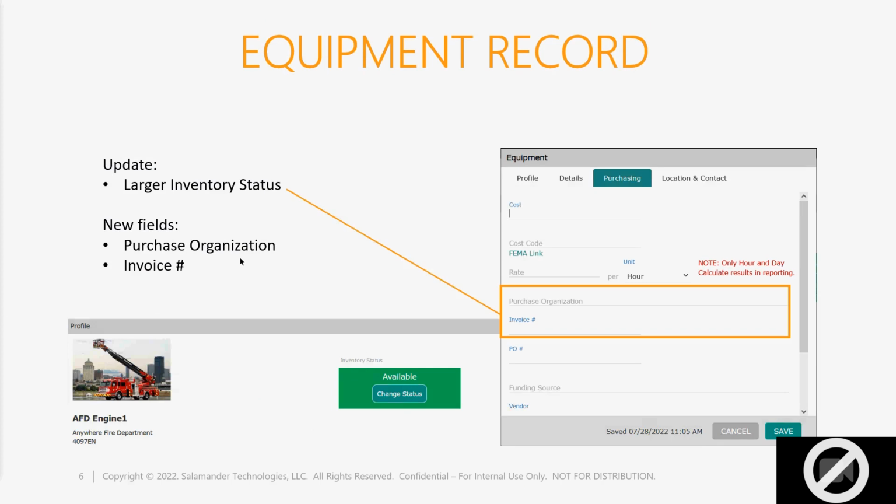The purchase organization helps document who purchased the item, and who has it in the case of a transfer of ownership. So this just gives you that information, versus on the profiles, where it shows what the equipment belongs to. In this case, it's Anywhere Fire Department, but maybe Anywhere Fire Department did not purchase this. Maybe it was the county that purchased this. So you can put that purchasing organization information on here. Okay.